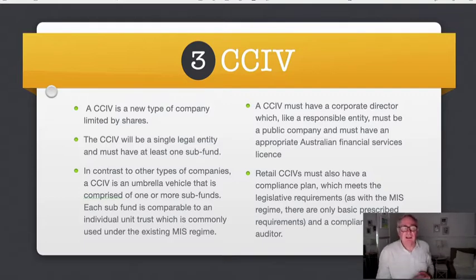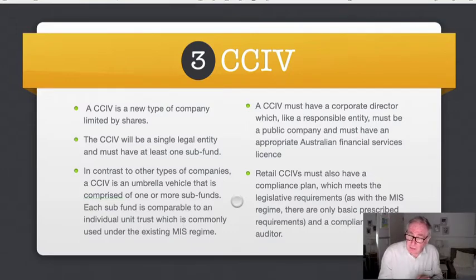Now, the CCIV is a new type of company limited by shares. And the CCIV is a single legal entity, but it must have at least one sub-fund. Now, in contrast to other types of companies, a CCIV is an umbrella vehicle that is comprised of one or more sub-funds. Now, each sub-fund is comparable to an individual unit trust, which is commonly used under the existing MIS regime. Now, a CCIV must have a corporate director, which, like a responsible entity, must be a public company and must have an appropriate Australian financial services licence.